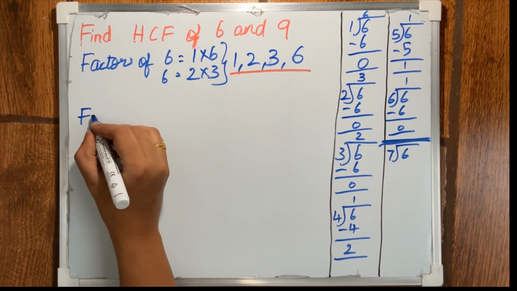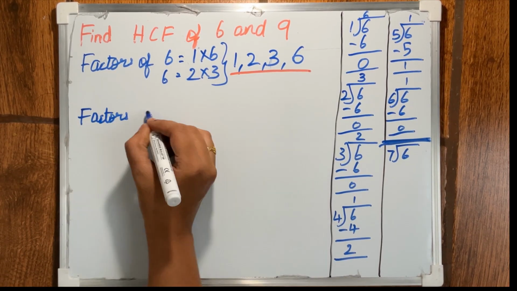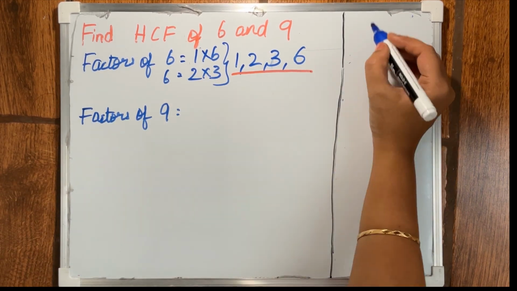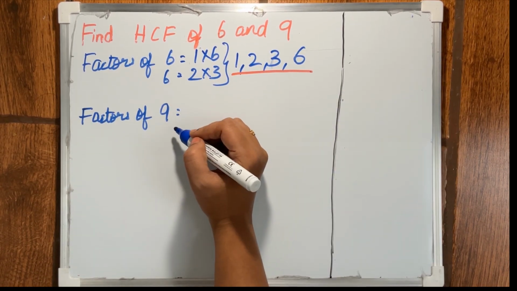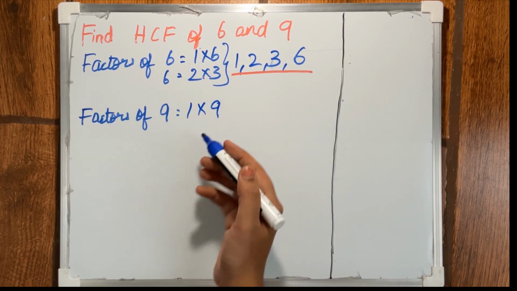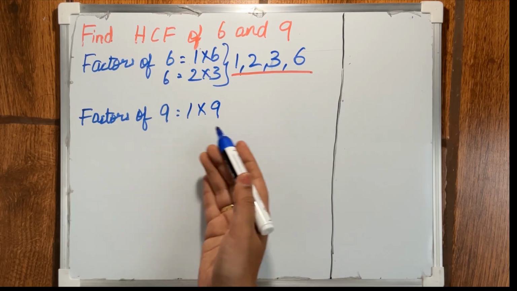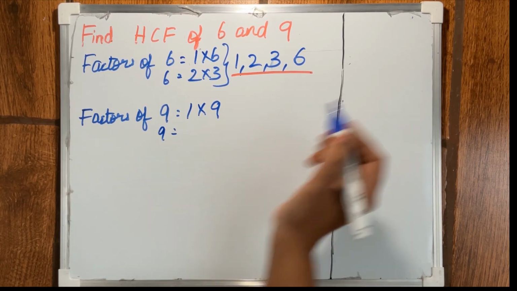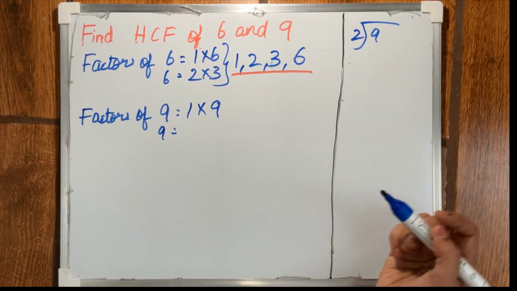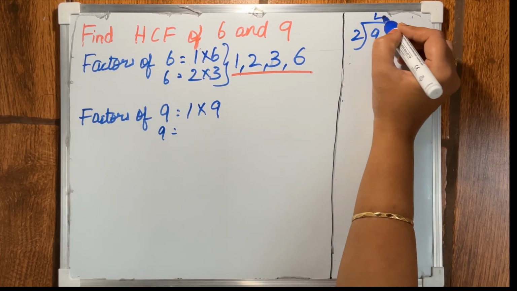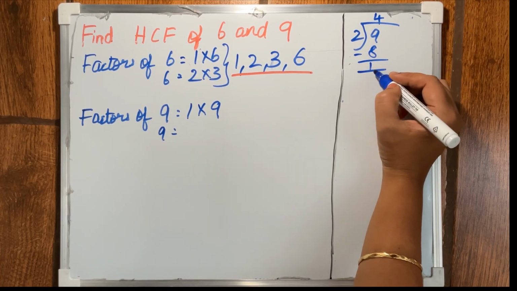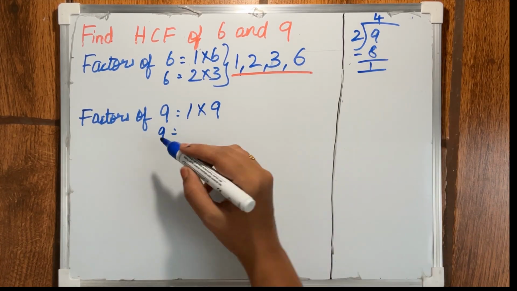Next, let's find the factors of 9. We will follow the same steps. Number 1 can divide any number exactly, so we can write 1 into 9 directly. No need for the workout. Next, let's try number 2. 2 4s are 8, 2 5s are 10. So we take 2 4s are 8. When we subtract, we get the remainder 1. So this cannot be a factor of 9.